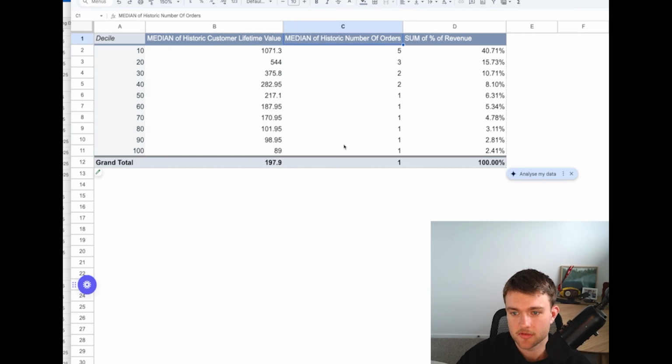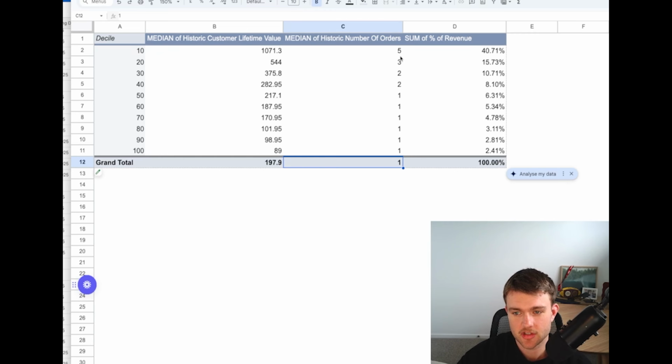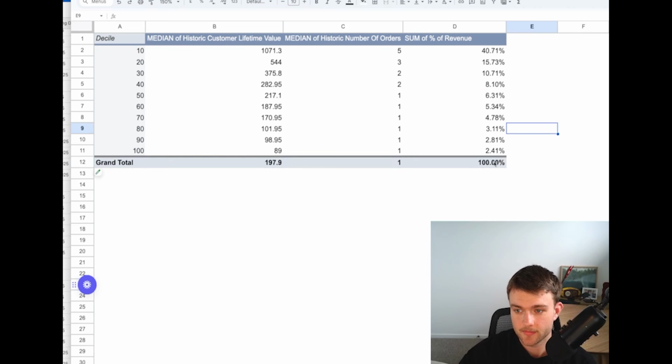The historic number of orders on median is only about 1. The average is 1.8, but the overwhelming majority of our customers have placed 1 order, and the average again would be affected by the outliers and the fact that the top 10% have placed 5 orders. Now, the sum of revenue, this is really interesting.